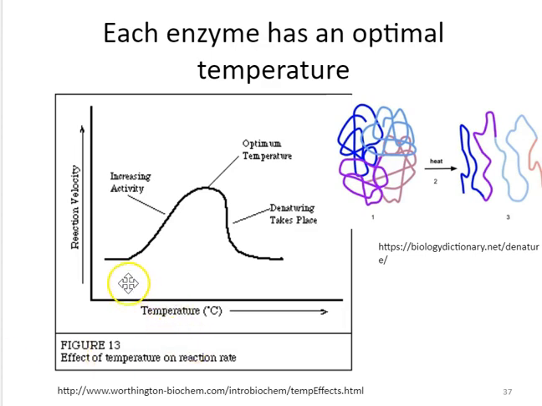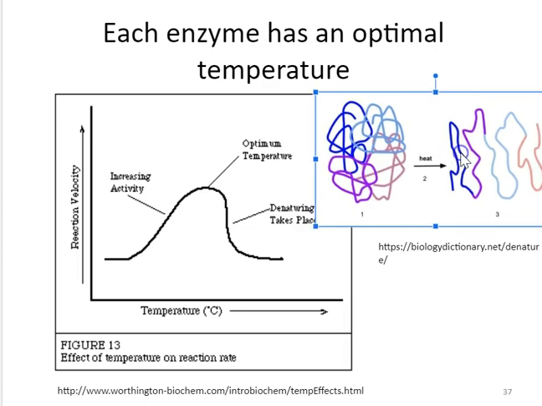So if we graph the reaction rate in an enzyme catalyzed reaction versus temperature, what we'll see is if it's too cold, you won't have any activity. And as you increase temperature, activity will increase up to a certain point. And that certain point is called the optimum temperature. This is where the protein enzyme is working best. And this figure here on the right, let me slide that in a bit.